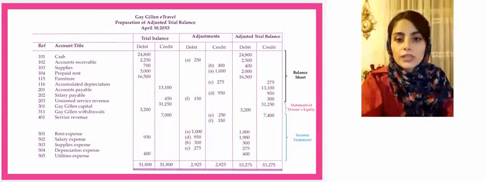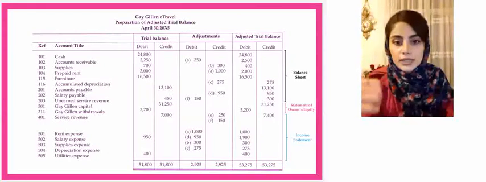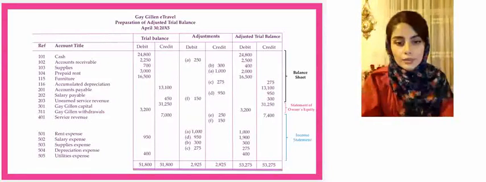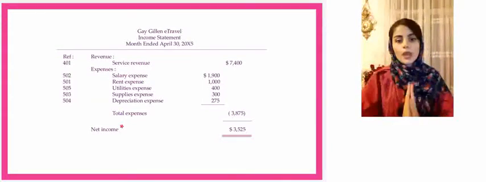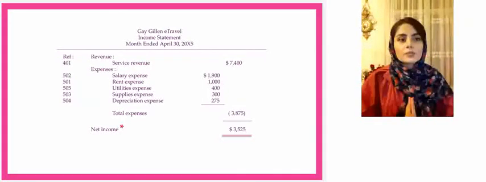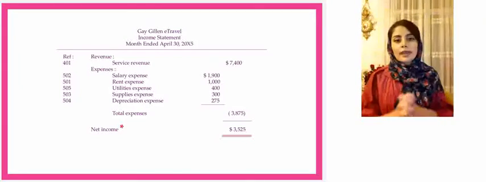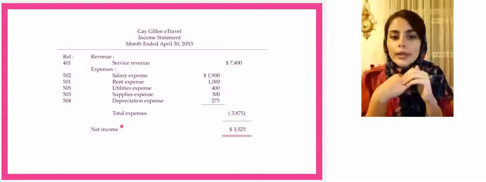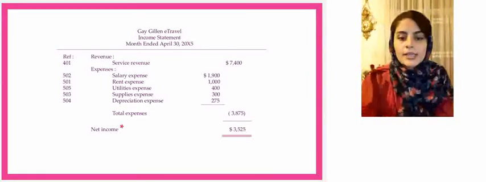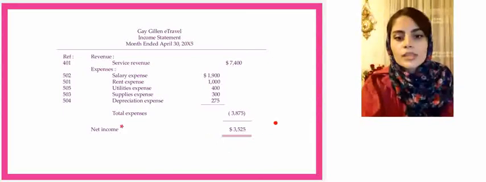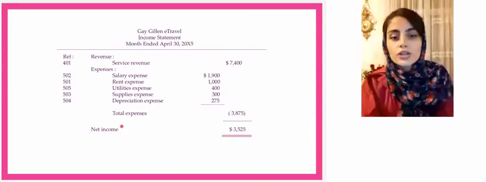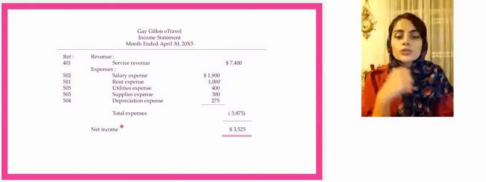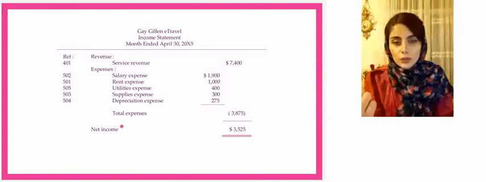And for the next part, which is income statements, we have just revenue and expenses. We prepare income statements to determine the income. We have the revenue, and we have all the expenses. And you can see the net income equals $3,525. This net income goes to the statements of owner's equity.